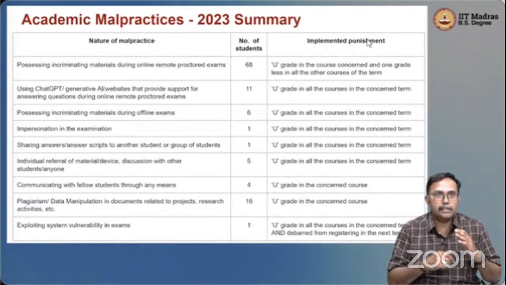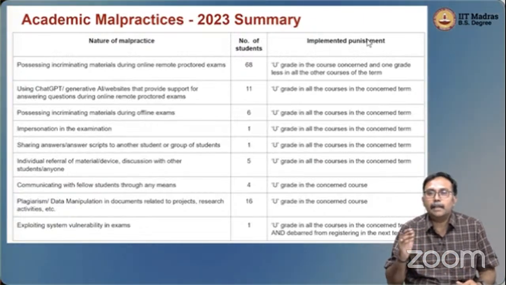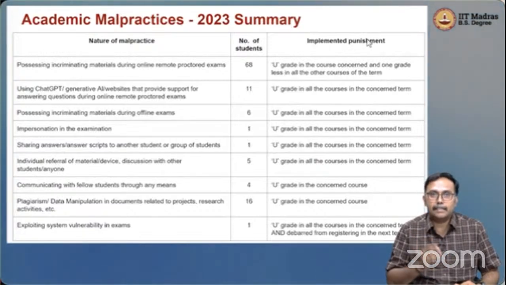So when they were possessing incriminating materials during online remote proctored exams, 68 of them were given a U grade in the concerned course, and 1 grade was reduced in all other courses. When people used ChatGPT or generative AI or other websites to answer questions during an online proctored exam, they were given U in all courses in the concerned term.